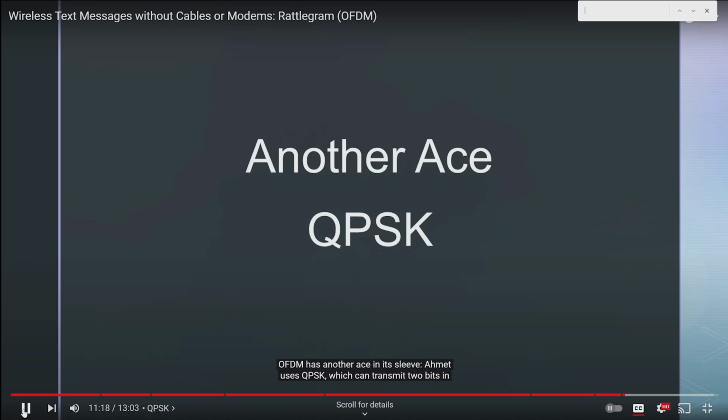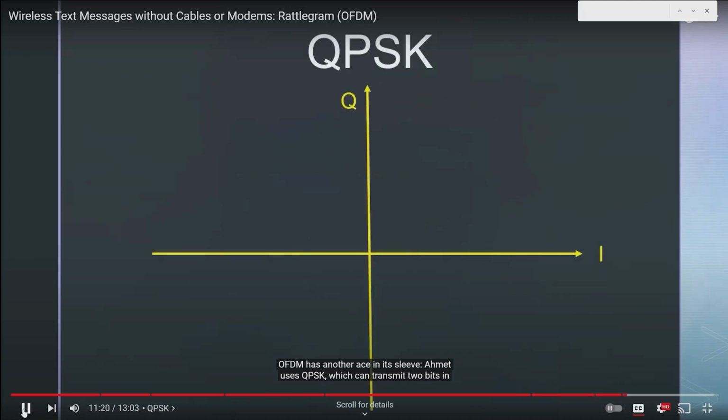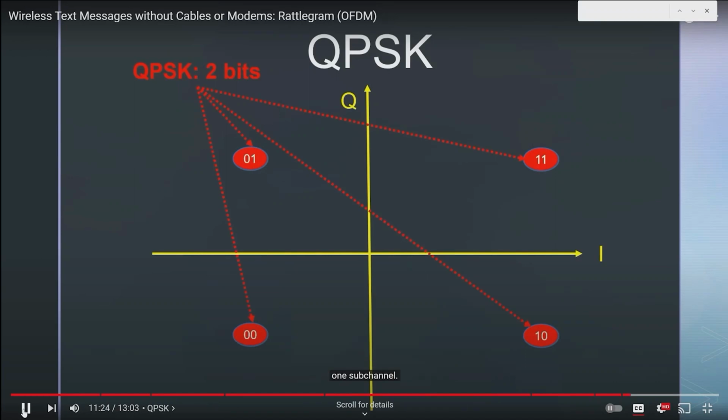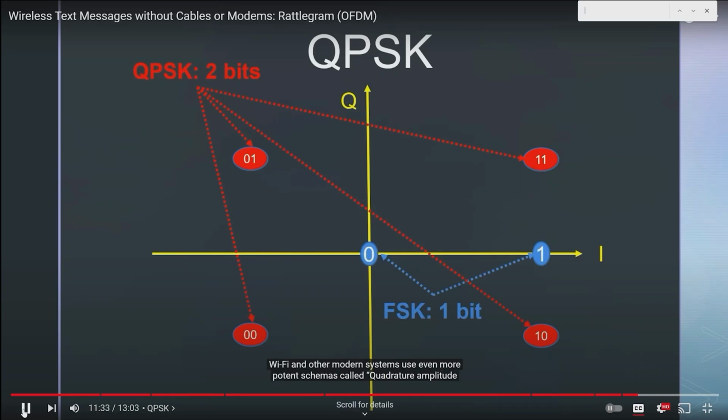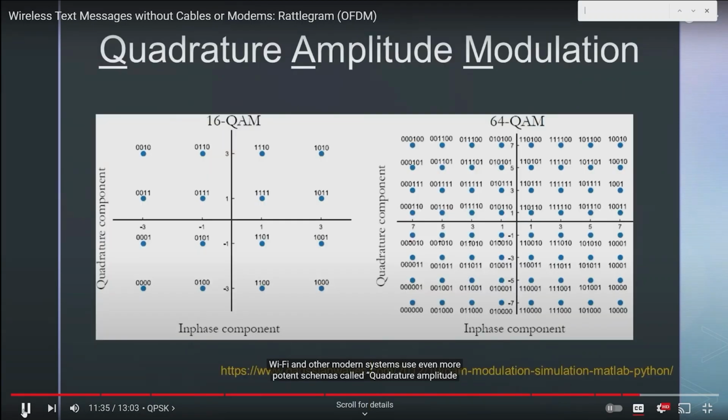OFDM has another ace in its sleeve. Ahmed uses QPSK, which can transmit 2 bits in one subchannel. As we all know, FSK can only transmit 1 bit per symbol. Wi-Fi and other modern systems use even more potent schemes called quadrature amplitude modulation, or QAM. They go up to 6 bits per subchannel. You can imagine how fast such channels are.